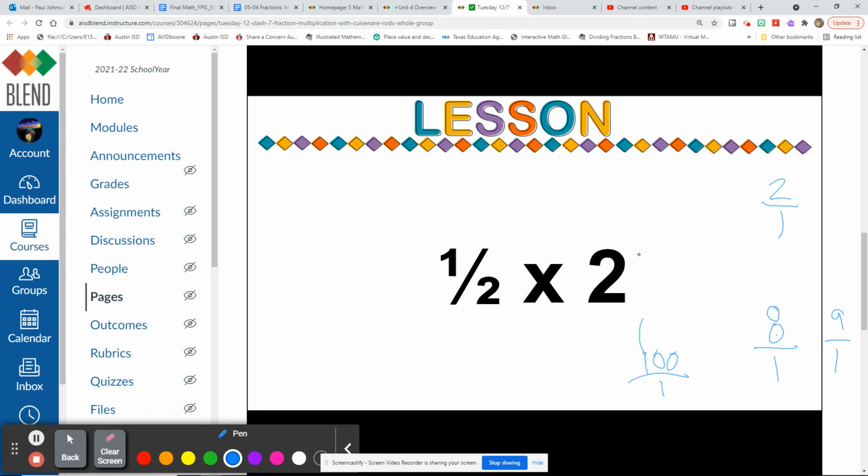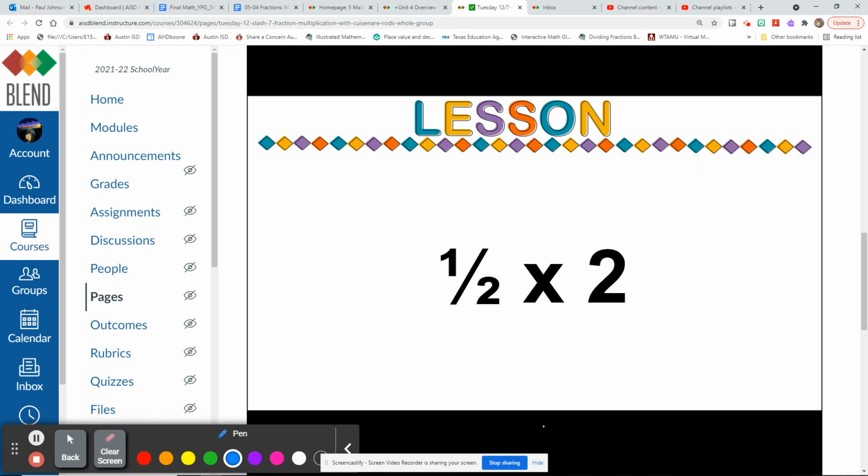And for some reason, this looks like the sorting hat. Gryffindor. Anyway, okay, so do this problem, and we'll come back and look at it. Think about pictures. Think about maybe even Cuisenaire rods or fraction strips. All right, see you in a second.